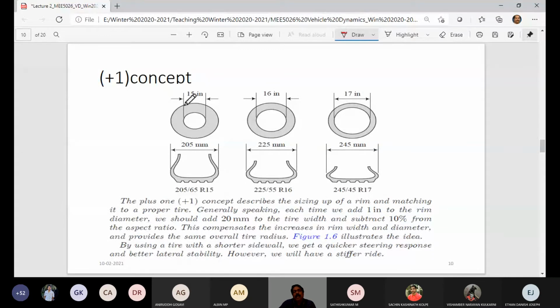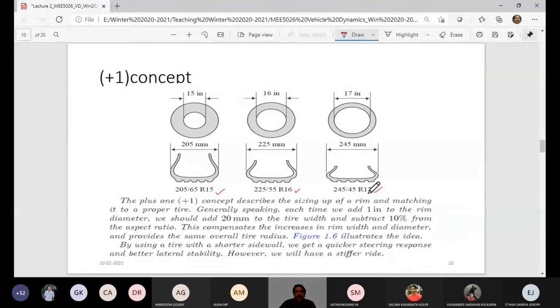So I can increase my tire width. So 20 mm increase would increase the rim diameter by 1 inch. So that's the rule, right? The plus one concept is here: if I increase 20 mm in the tire width, I should increase 1 inch in my diameter. So you see, these are all some standard tires which are used in different vehicles. So this R17 would be in a sport utility vehicle, a high class vehicle. You would see these tires. So R15 and R16 are common in sedan class that you can see.